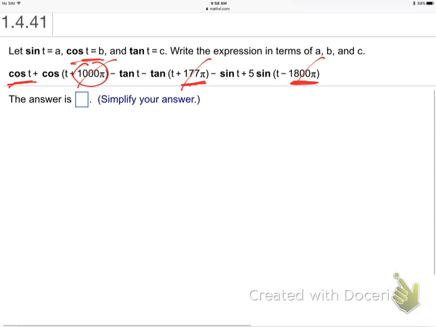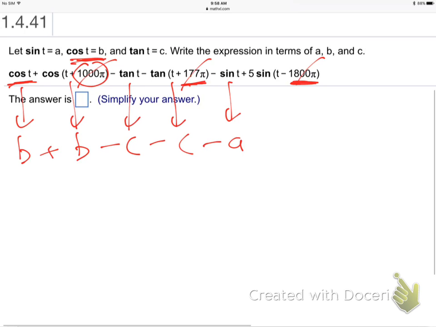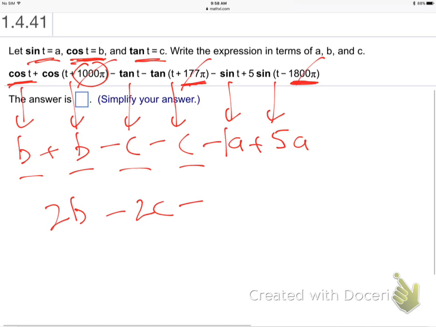And then right here, this is backwards negative, but who cares? It's backwards a bunch of full circles, a bunch of 2 pi's. It doesn't matter. So really, these are silly questions in the end. B plus B minus C minus C minus A. Right? You guys see what I'm doing? The cosines are B, sines are A, tangents are C, plus 5A. We had B and B, 2B, minus C minus C, minus 2C, minus 1A plus 5A is plus 4A, isn't it? There we go.